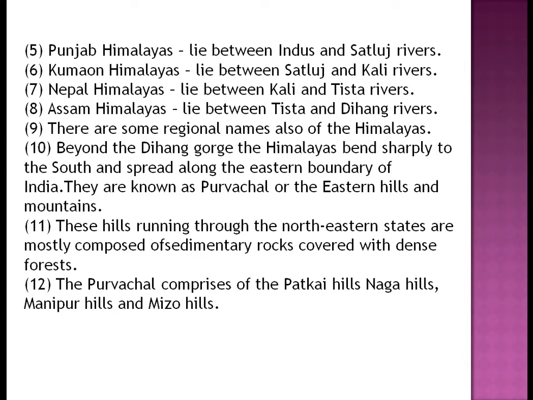Punjab Himalayas lie between the Indus and Satluj. Kumaon Himalaya is between Satluj and Kali. Nepal Himalaya is from Kali to Tista. Assam Himalaya is between Tista and the Dihang River. There are some regional names of the Himalayas also. Okay. Next, moving further to see about Purvanchal, that means the eastern hills.